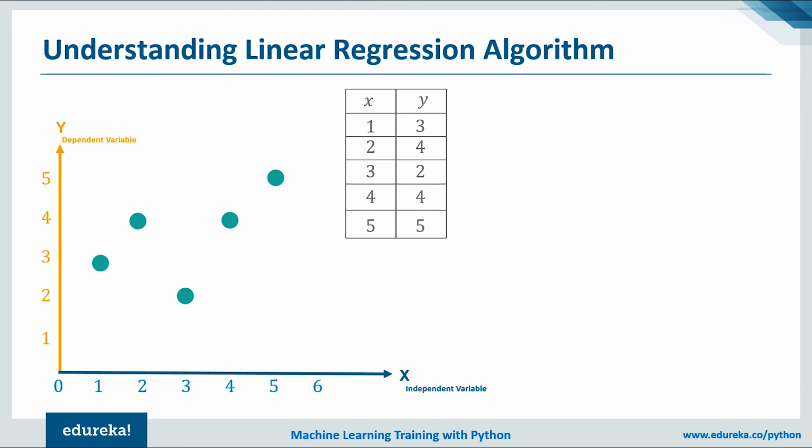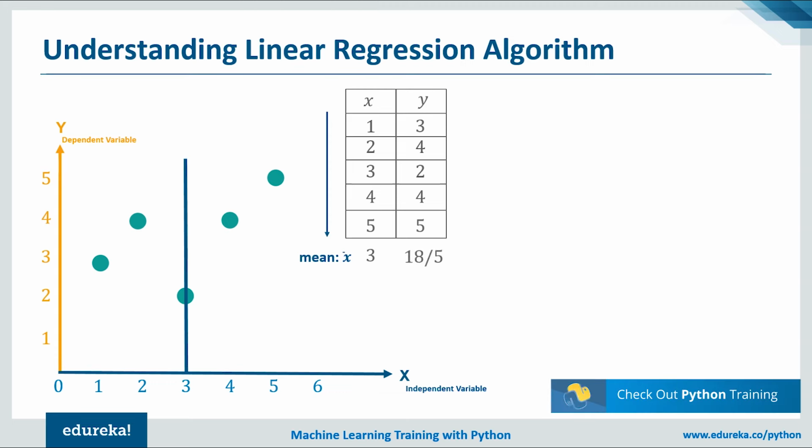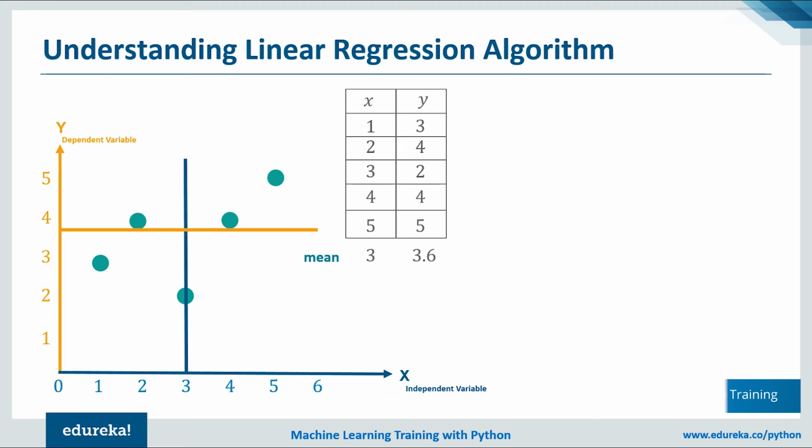All right. So moving on ahead, let's calculate the mean of x and y and plot it on the graph. The mean of x is 1 plus 2 plus 3 plus 4 plus 5 divided by 5, that is 3. Similarly, the mean of y is 3 plus 4 plus 2 plus 4 plus 5, that is 18. So 18 divided by 5 is nothing but 3.6. Next, we'll plot our mean, that is (3, 3.6), on the graph. Okay, so there's the point (3, 3.6).